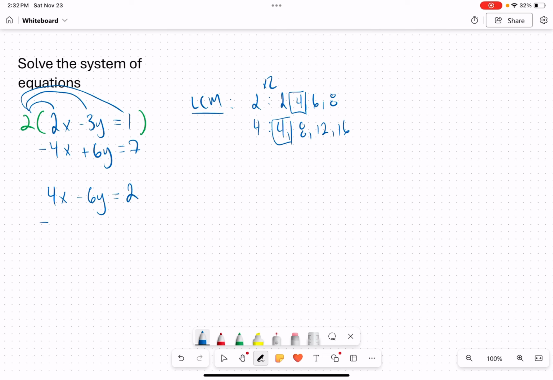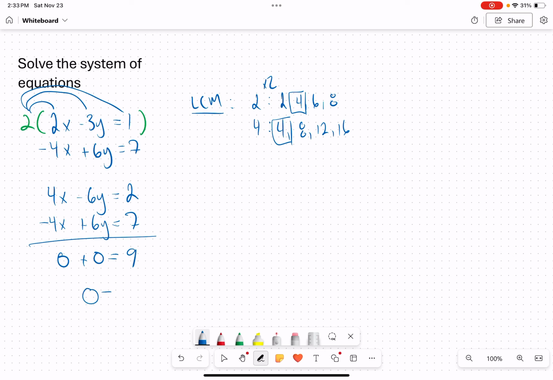And then, of course, we didn't do anything with the second equation, so we can go ahead and write that second equation right below the first one. And then we add. After multiplying either one of the two equations or both, we sum them up. 4x minus 4x is 0. Negative 6y plus 6y is also 0. And 2 plus 7 is 9.